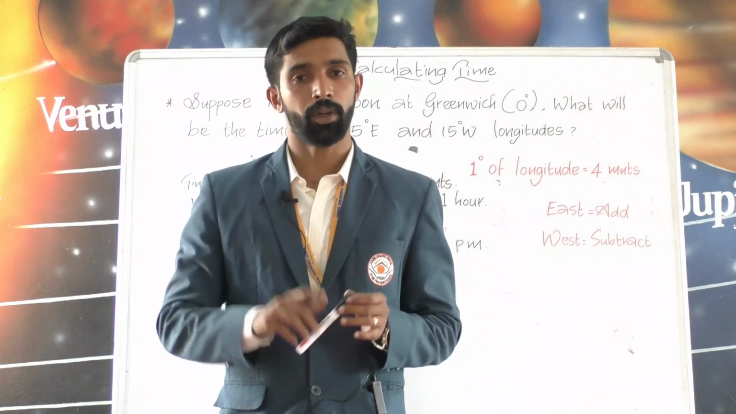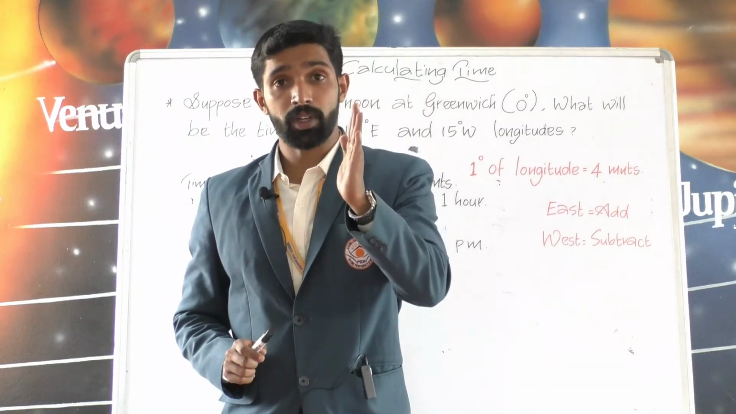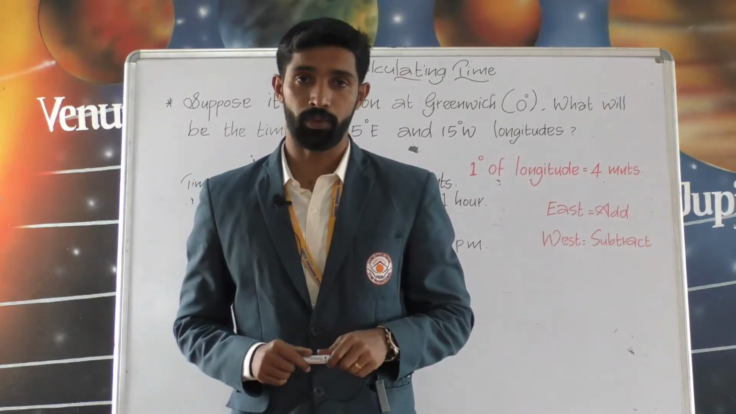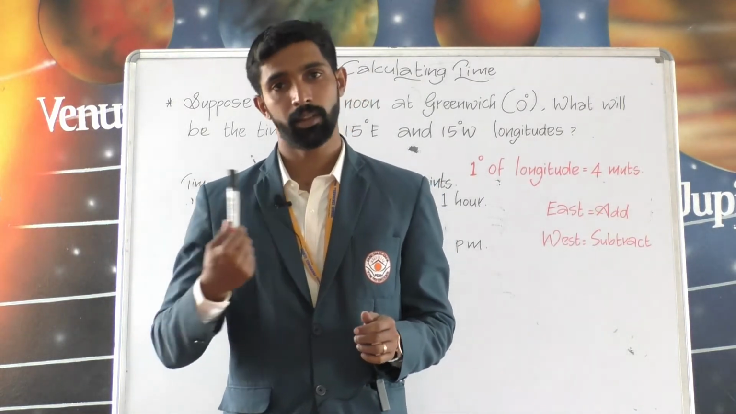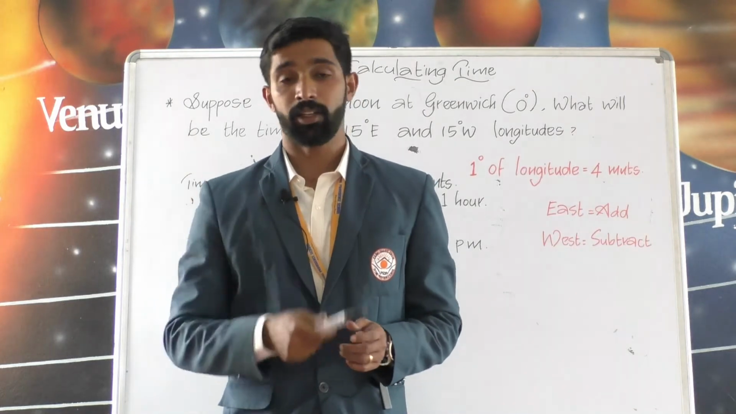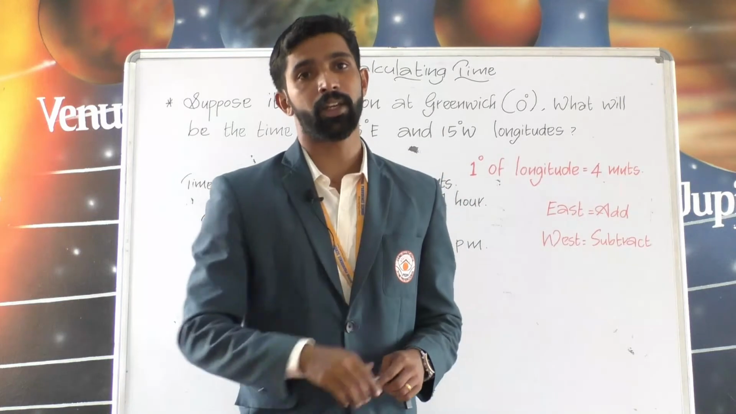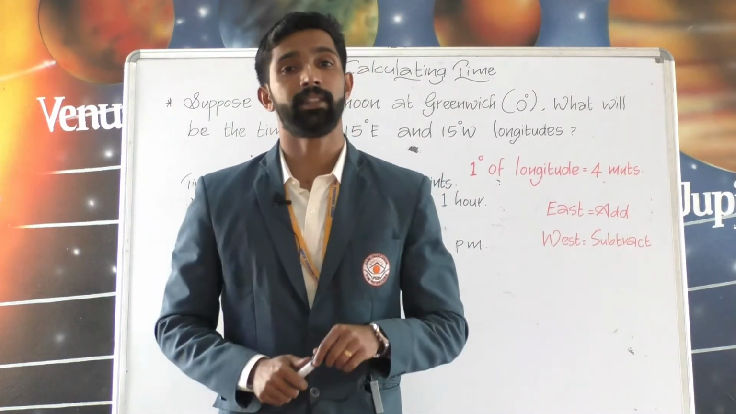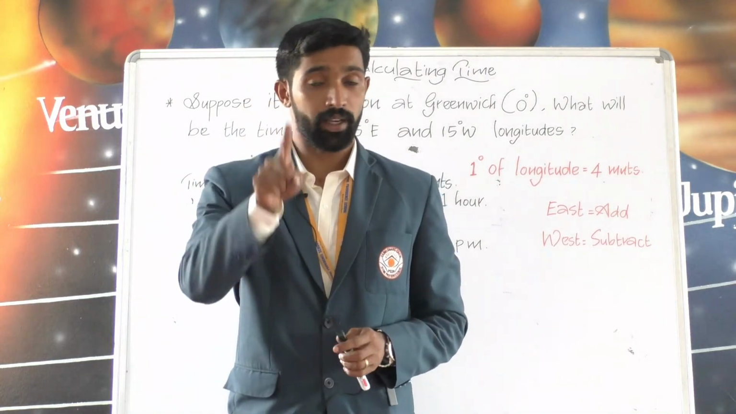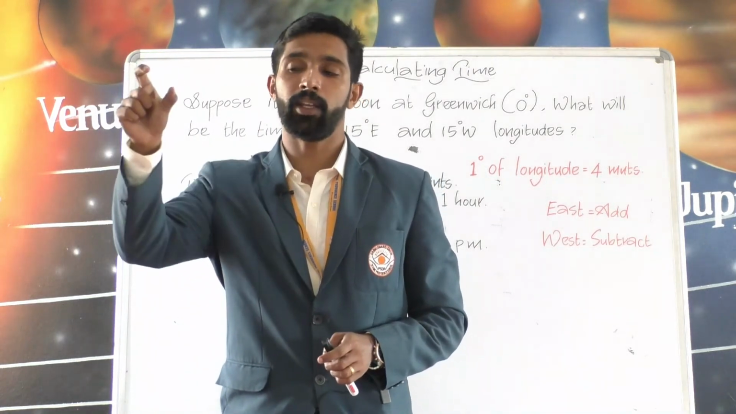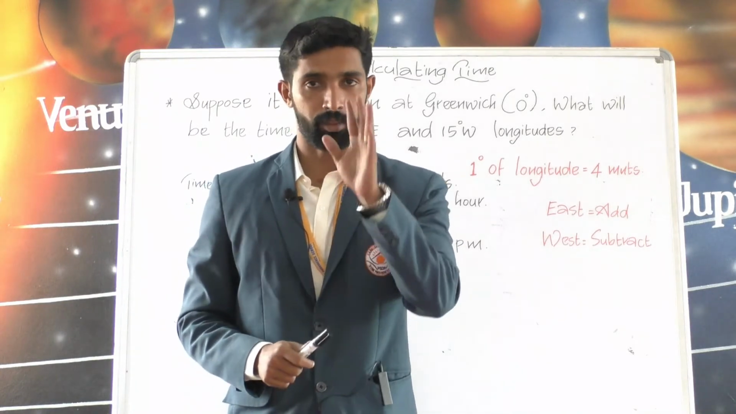See, the earth takes 24 hours to complete one rotation. We know it. That is, it has to cover 360 degrees of longitude. How many longitudes are there in total? 360. So full one rotation means 360 degrees of longitude. So, to cover 1 degree of longitude, it will take 4 minutes. Remember, very important: 1 degree of longitude means 4 minutes. Okay, this is the basic.